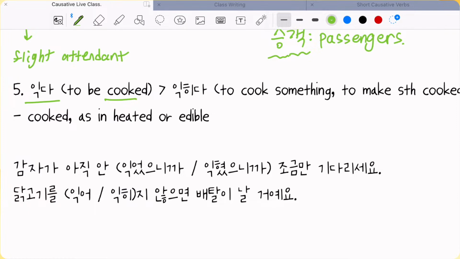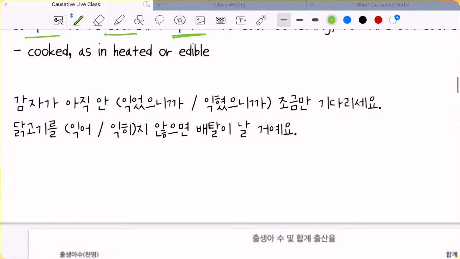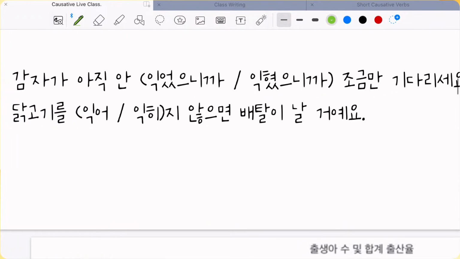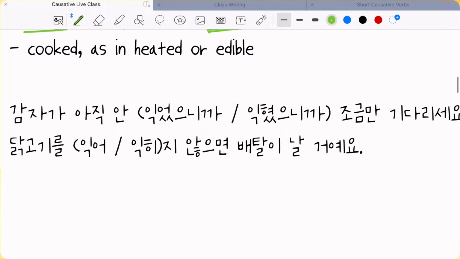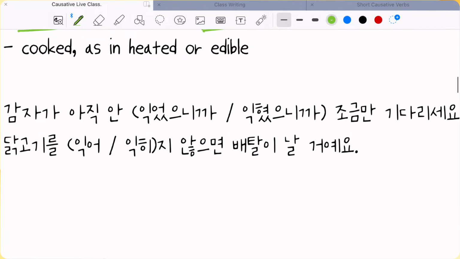So not like making food kind of cook. That's 요리하다. 요리하다 means to make food, make proper meal. But 익다 is more like heating it up so that you could eat it. 그래서 익다 and then 익히다 would be to have it cooked, right? To cook something. 그러면 let's do the quiz, guys. 감자가 아직 안 익었으니까 or 안 익혔으니까 조금만 기다리세요.